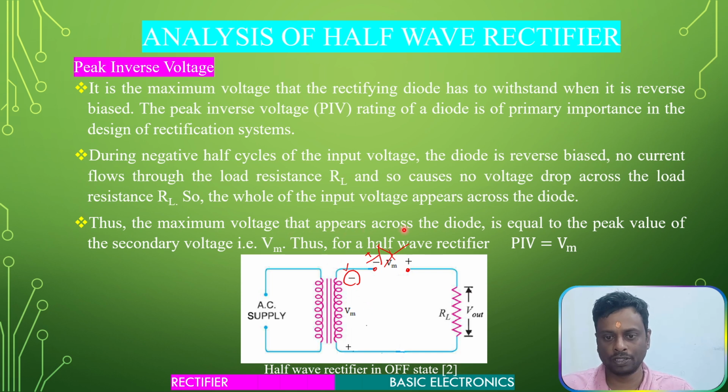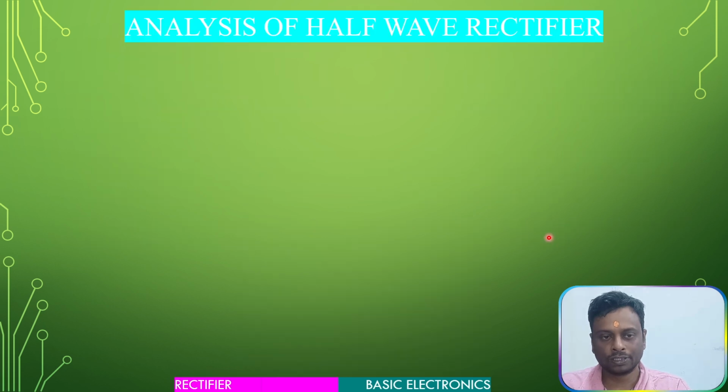So the maximum voltage that appears across the diode is equal to the peak value of the secondary voltage, that is Vm. In the half-wave rectifier, the peak inverse voltage, also known as the peak reverse voltage, is equal to Vm, the maximum value of the input voltage. So this is the peak inverse voltage.